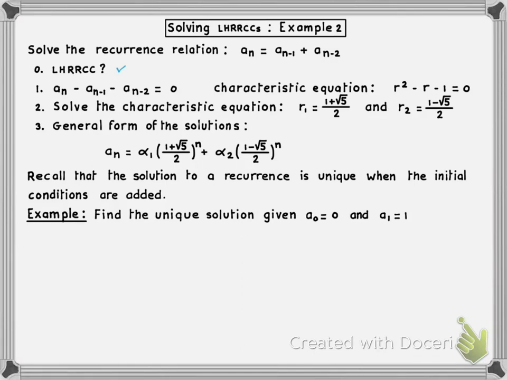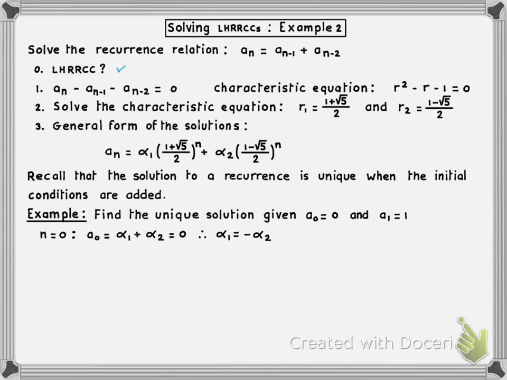Okay, so what you were supposed to do is to use these two initial conditions to determine the values of alpha 1 and alpha 2. So for n equals 0, you plug 0 in this general form and you get a sub 0 equals alpha 1 times this term power 0 becomes 1 plus alpha 2, and this term power 0 is also 1. And of course, a sub 0 is given as 0, so we get alpha 1 plus alpha 2 equals 0, which means alpha 1 equals minus alpha 2.